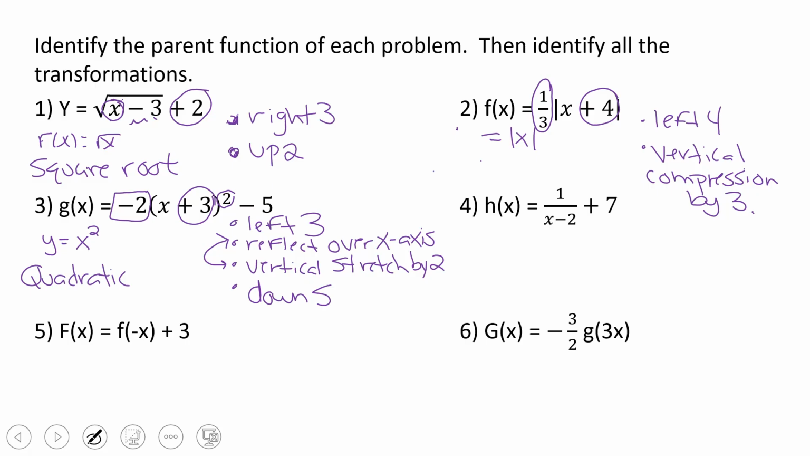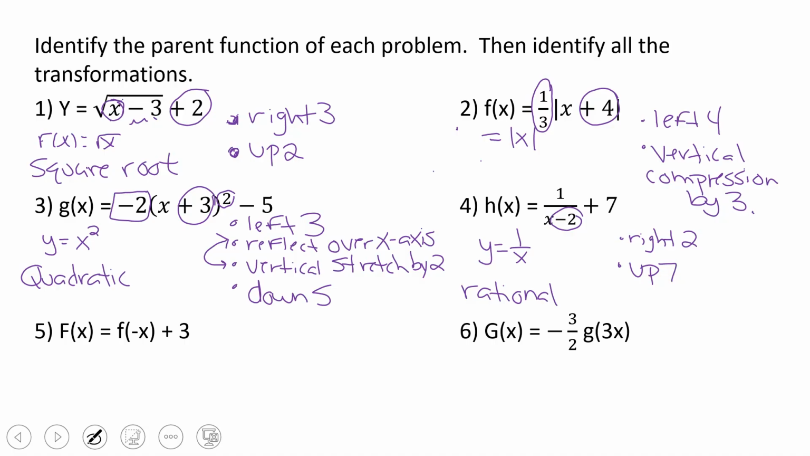Okay, our next one, this one is a rational. So its parent would have just started 1 over x. This has 2 transformations, and the first one we would have to address is the -2. That's considered inside because it's in the denominator with your x. And so that would be a right 2. And then that +7 would be considered on the outside, so that would be up 7.